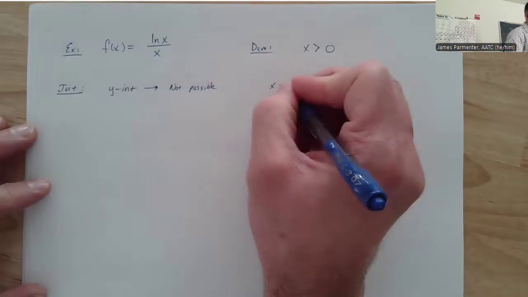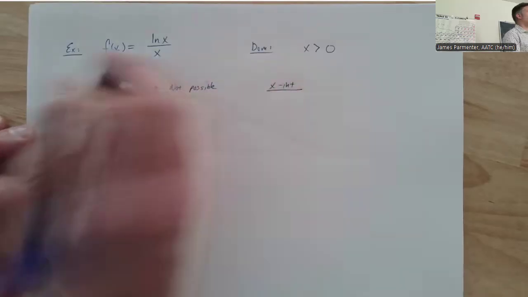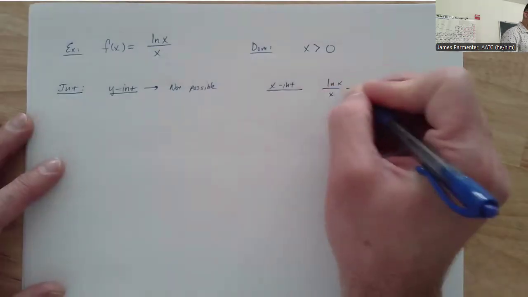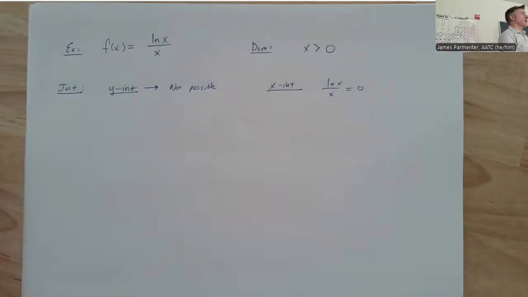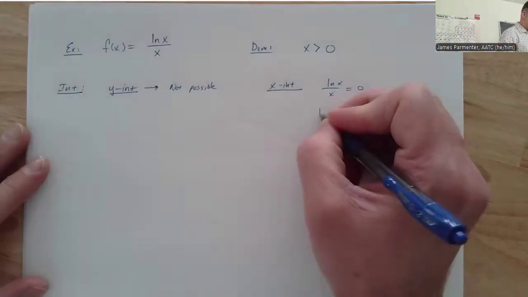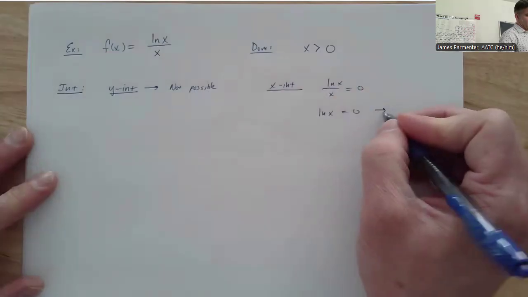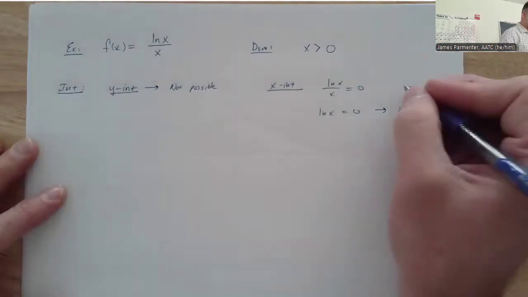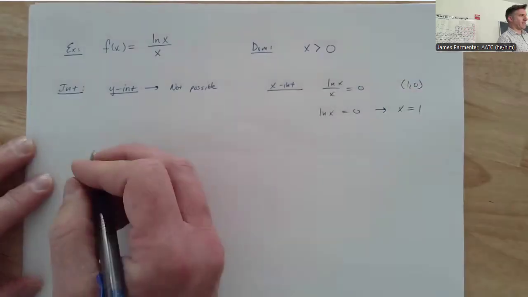How about the x-intercepts? Well, we're going to set the whole thing equal to zero. It's not a rational function because it's not a polynomial divided by a polynomial. When you have some sort of quotient like this, we just set the top equal to zero. So if I set the natural log of x equal to zero, what's my only solution? Natural log of 1 is equal to 0. So we do get an x-intercept. It's (1, 0). Great.